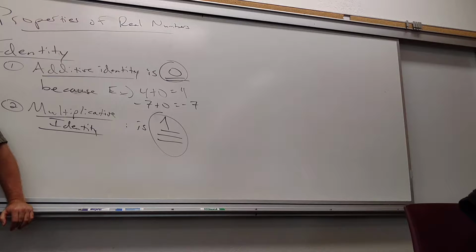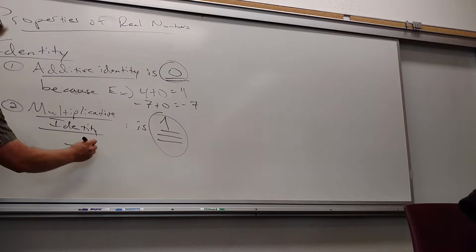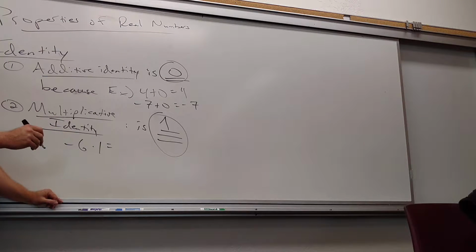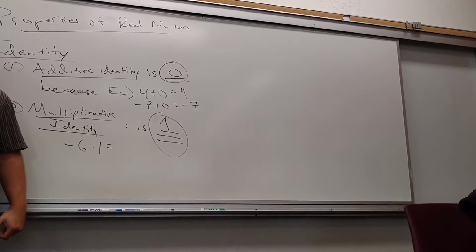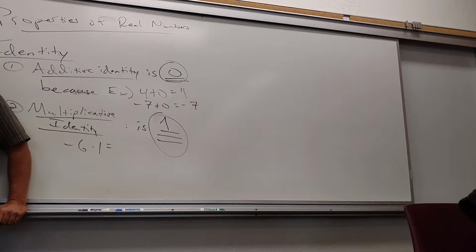Would the multiplicative identity be the same for the negative side too? Totally. Well, what's negative 6 times 1? Negative 6. You with me? Negative 1 can't be the identity because when I multiply something by negative 1, I change its sign. It becomes the opposite of what it used to be. So that can't be the identity.